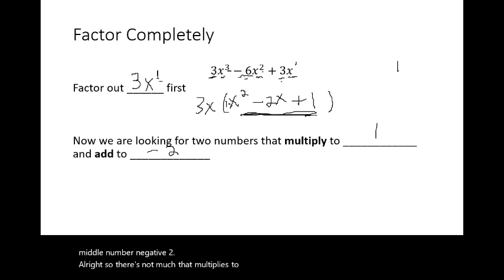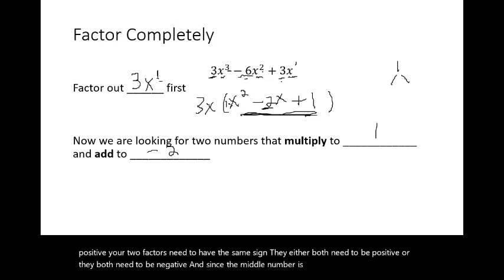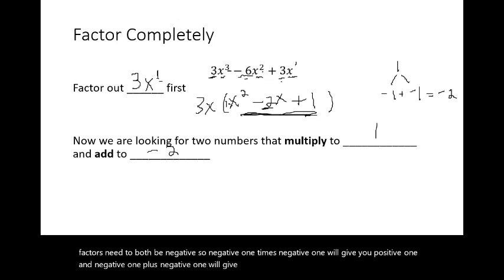Now remember, in order to multiply to a positive, your two factors need to have the same sign. They either both need to be positive or they both need to be negative. And since the middle number is negative, that means your two factors need to both be negative. So -1 times -1 will give you +1, and -1 plus -1 will give you -2.